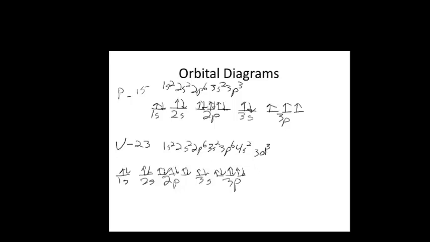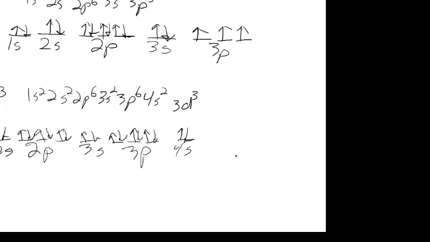I've used a total of 18 so far. Okay, so we're not there yet. So now we go to 4s. Up and down. Now I've used 20. I have 3 left. Now, 3d. Why is it 3 again? Remember, when you get to the d's, you subtract 1 from the row.